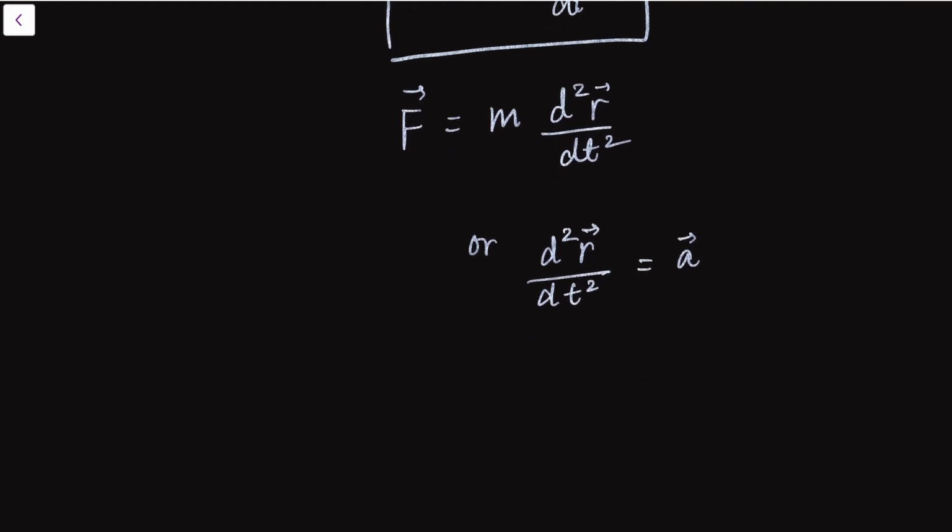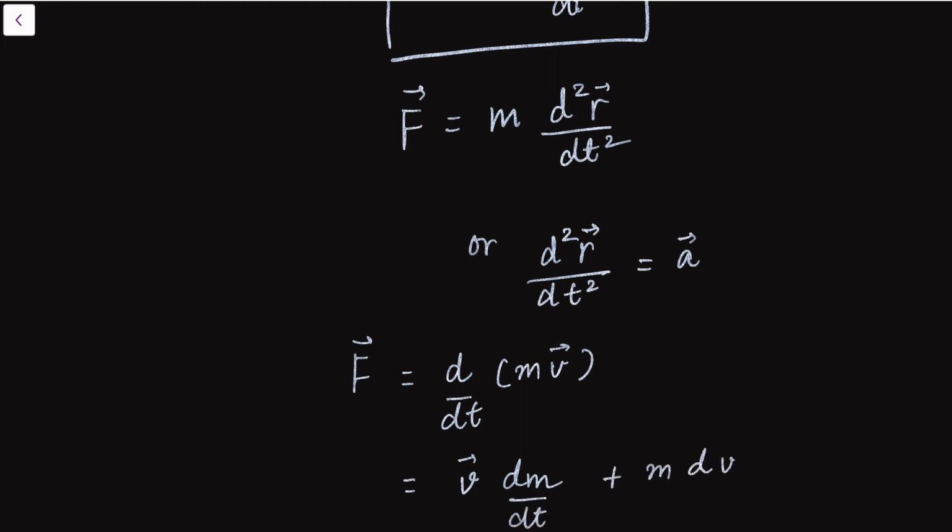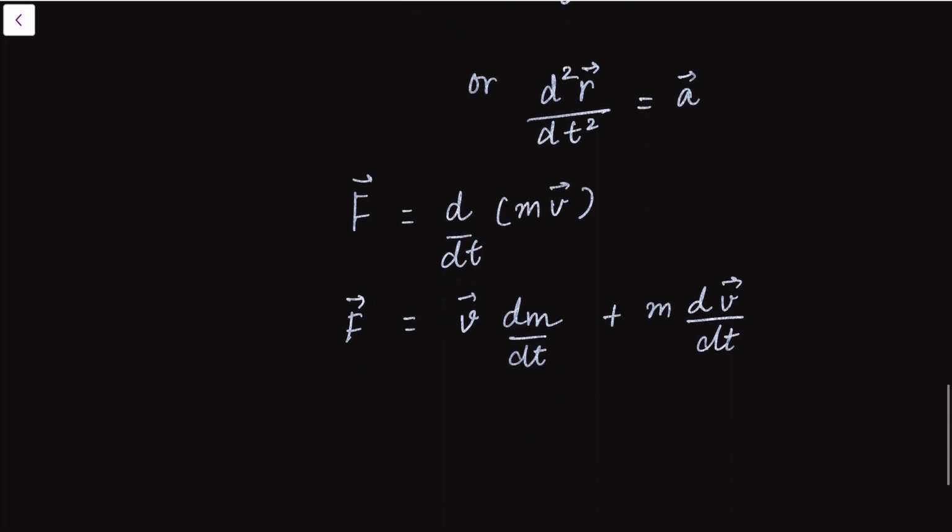Now, what will happen in the case if the mass is variable? Then this law will change, and we will write it as a function of mass and velocity. So the equation will become d by dt of mass times velocity, and the final expression will be m dv by dt plus v dm by dt. I hope you understand this concept.